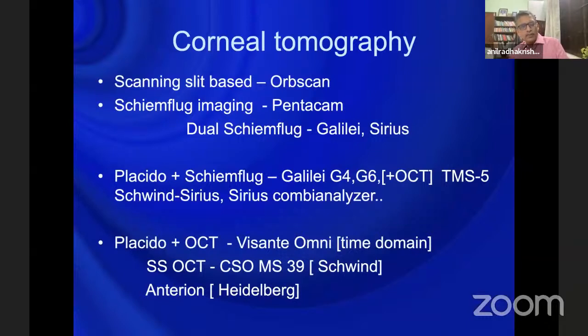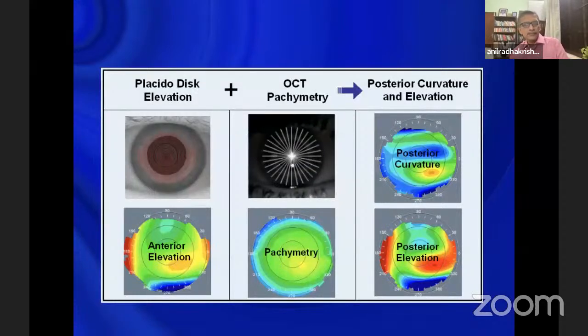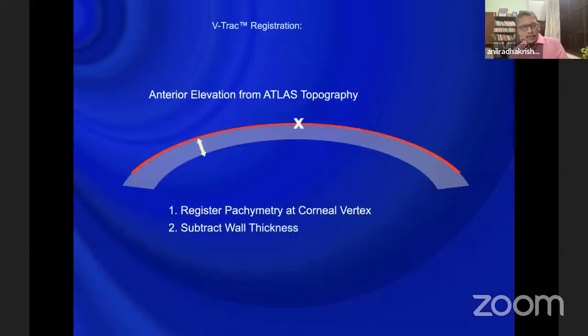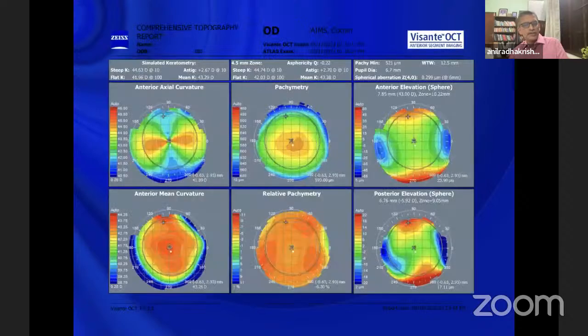But in our hospital, what we have is the Visante Omni system, which uses time domain OCT. The newer modification is the SS-OCT, in which there is the CSO MS-39, and Heidelberg has brought out the Anterion, which is pretty expensive. So what it does is you get a good Placido disc elevation, then you add the pachymetry data, and then you get the posterior. So the Atlas topography will tell you the anterior elevation, then the corneal thickness is accurately mapped out, and from that you deduce the corneal thickness, the corneal curvature and the elevation. And then you get a printout like this.